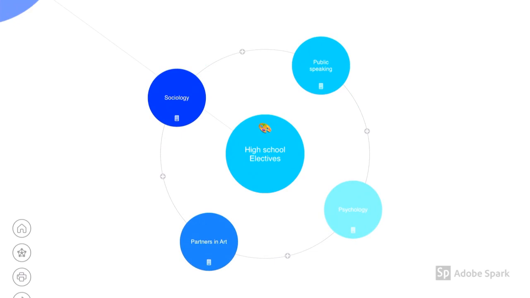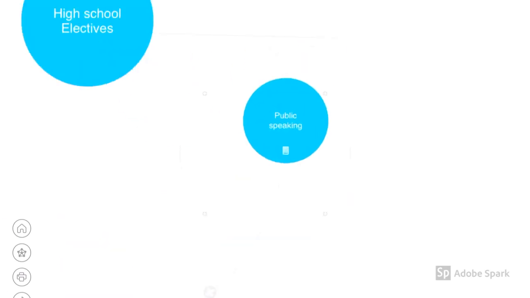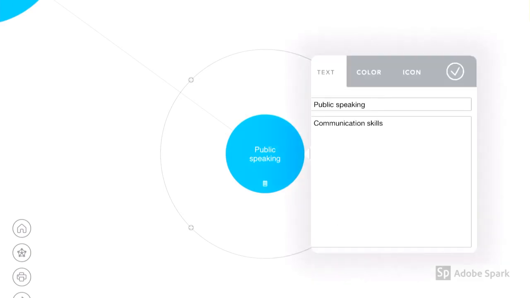So as you can see, I made each of my electives a different bubble, and then for each of the bubbles, for example, public speaking, I just added a little note in here underneath the drop down where I put a note about what kind of skills I'm going to be strengthening with that course that relate back to my career. So you should do that as a requirement for the project.